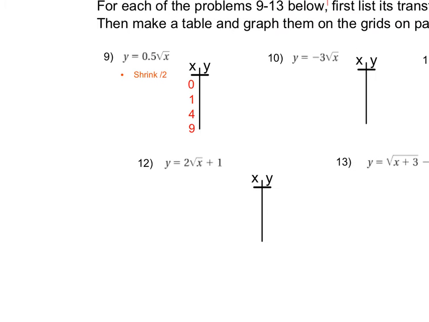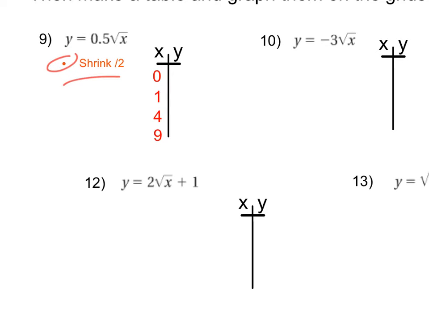Now again, on these also, you're going to list the transformation. Notice I've started number 9 off for you. So if it's a shrink, a stretch, a reflection, whatever it may be. Okay, this one's a shrink, and it's like dividing by 2 compared to the parent function values. And then you're going to make a table. And again, I'm going to pick out 0, 1, 4, 9 on this particular one. I've already got it started for you. When you put those in, realize you're going to take the square root of each of the numbers and then times it by 1/2.